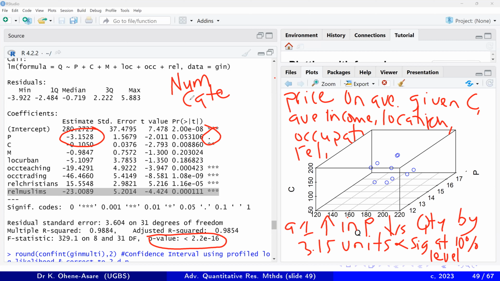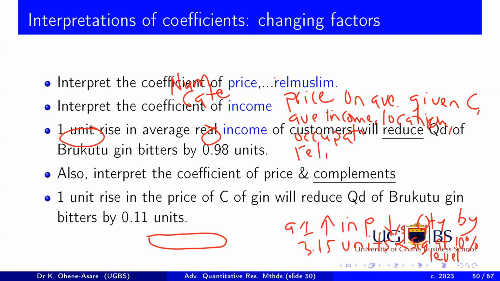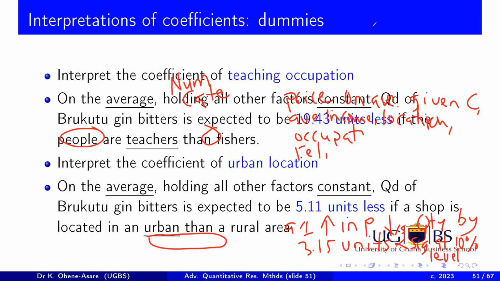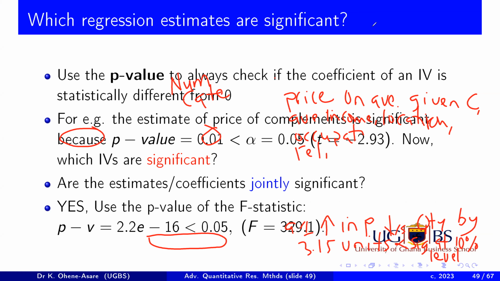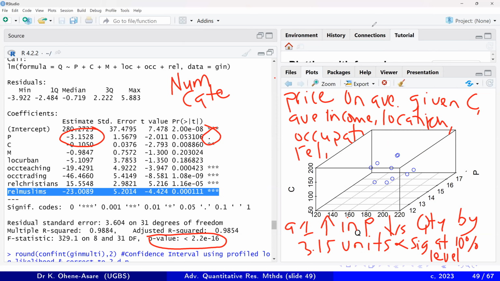So these interpretations are very important. In your assignment, in your exams, these things are very crucial when you are interpreting. They are significantly crucial whenever you are doing your interpretation. Okay, so who can do an interpretation of occupation teaching for us?